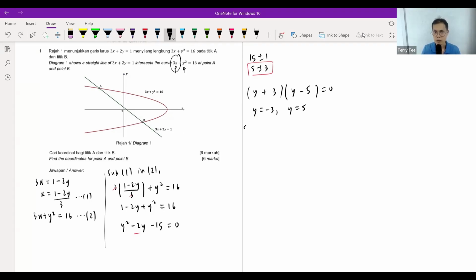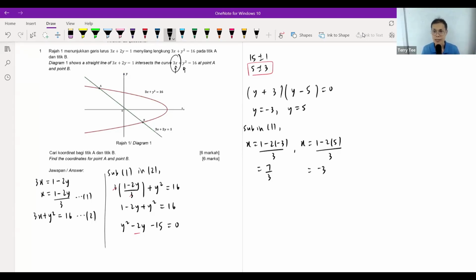Take these two y values, sub inside equation 1. My x is 1 minus 2 times -3, over 3. That gives us 1 plus 6, 7, 7 over 3. And the second one is 1 minus 2, your y is 5, divide by 3. 1 minus 10, negative 9. Divide by 3. x is -3.